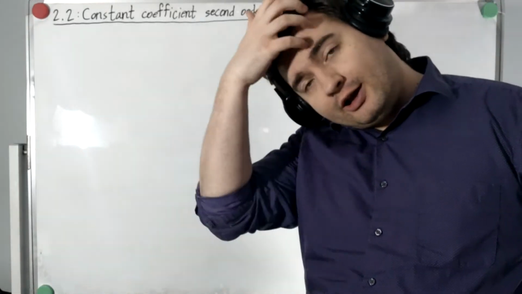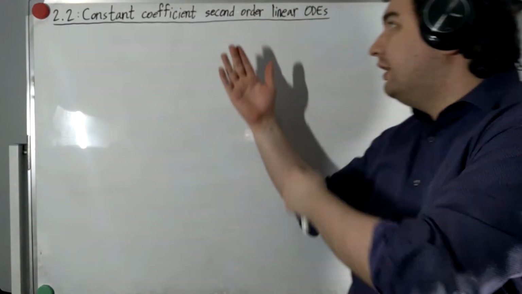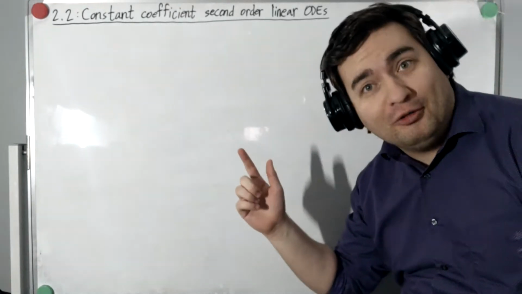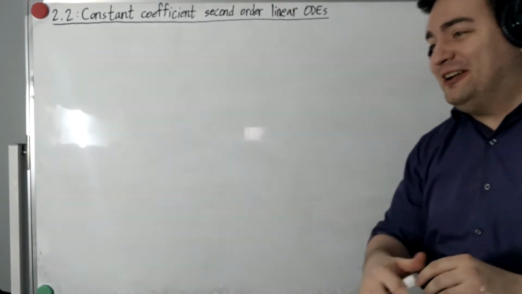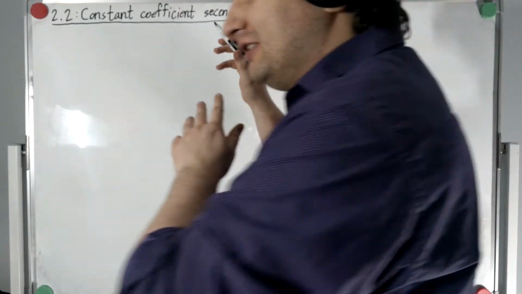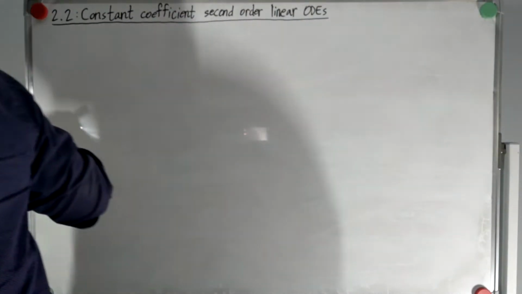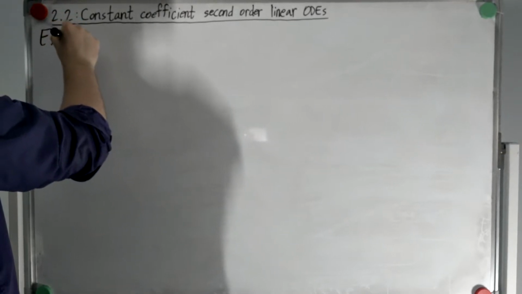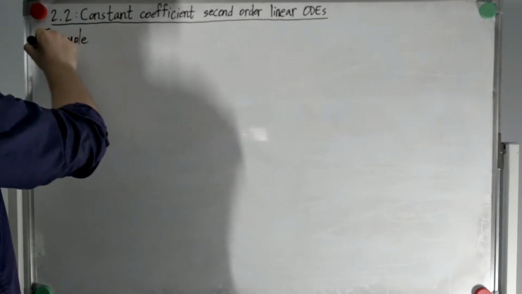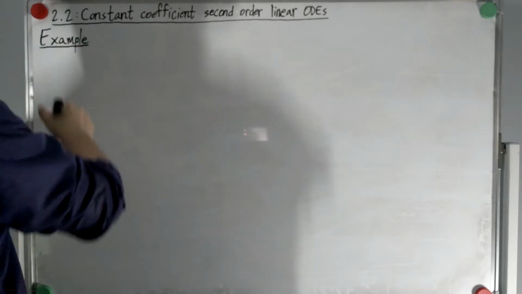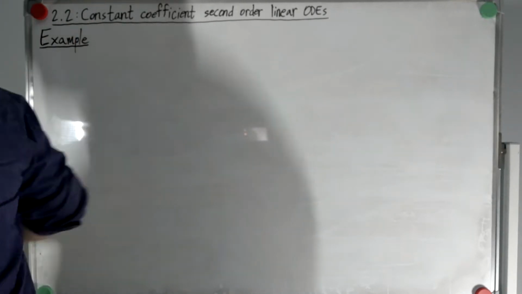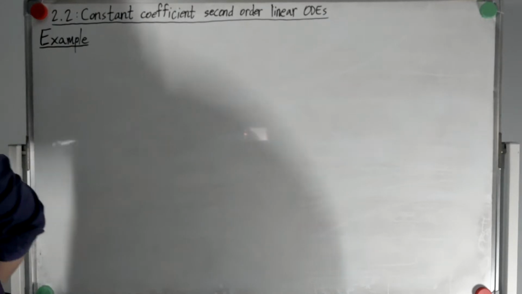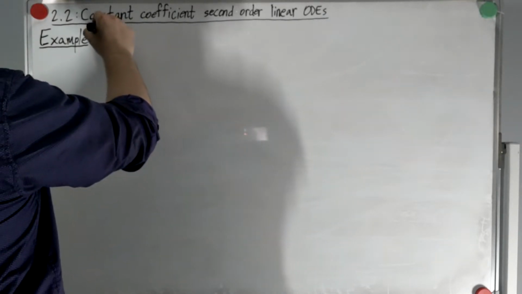Right, so still on the topic of constant coefficient second order linear ODEs that are homogeneous. Let's just review what we did last time. Last time we talked about how to use the characteristic equation to solve one of these, and it was about as simple as solving a quadratic equation. So not really that big of a deal.